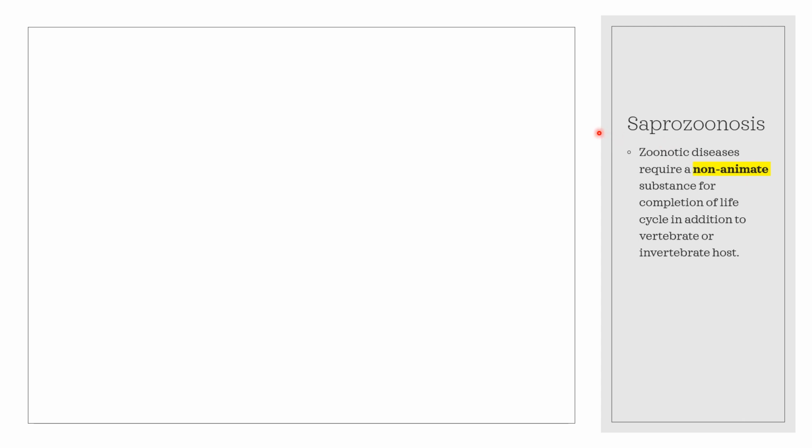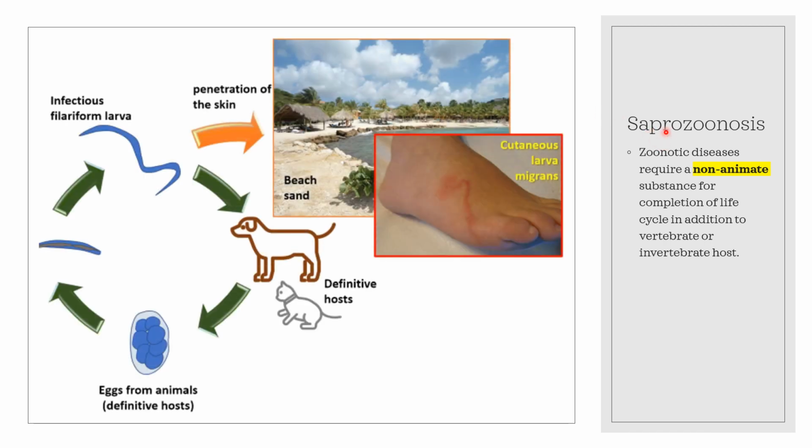Another type of zoonosis is saprozoonosis. This type of zoonotic disease requires an inanimate substance for completion of the life cycle in addition to vertebrate or invertebrate hosts. An example of a zoonotic disease that exhibits saprozoonosis is cutaneous larva migrans. Cutaneous larva migrans is a parasitic skin infection caused by hookworm larvae that usually infest cats, dogs, and other animals. Humans can be infected with the larvae by walking barefoot on sandy beaches or contacting moist, soft soil that has been contaminated with animal feces.